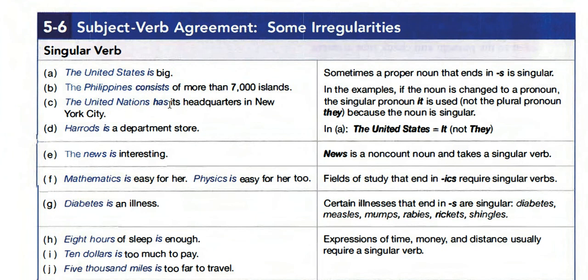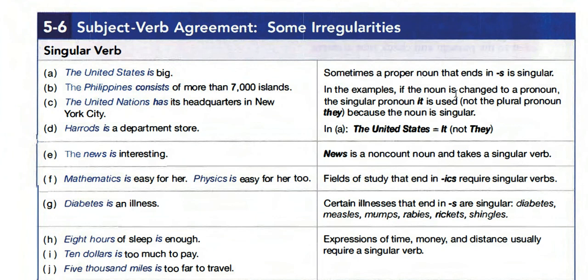The United Nations has its headquarters in New York City. The United Nations is an international organization, and its main headquarters, its main place, is in New York. Harrods is a department store. So we have these examples, and all of them are singular names. That's why we keep the verb singular.